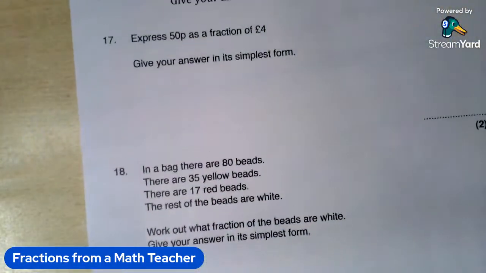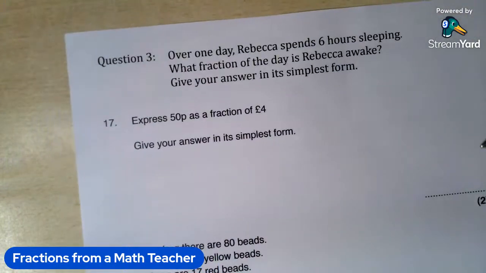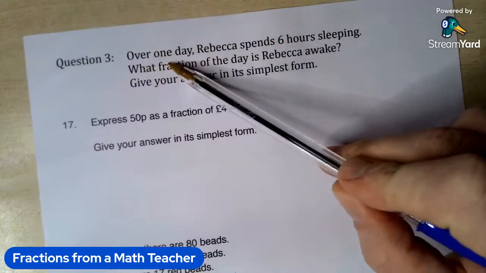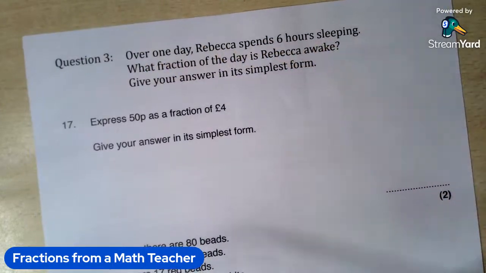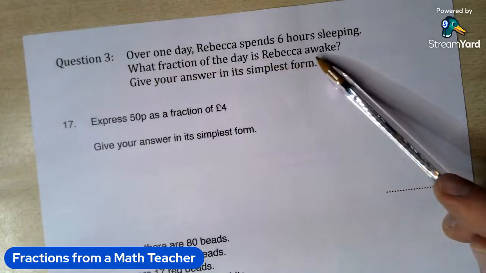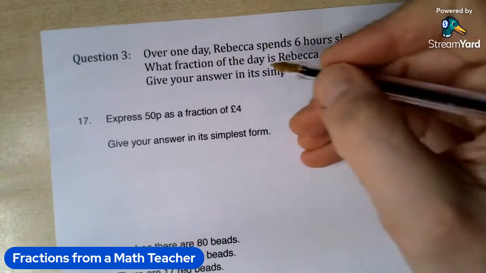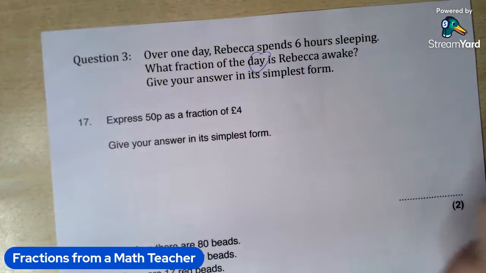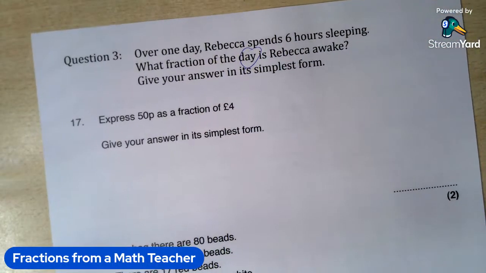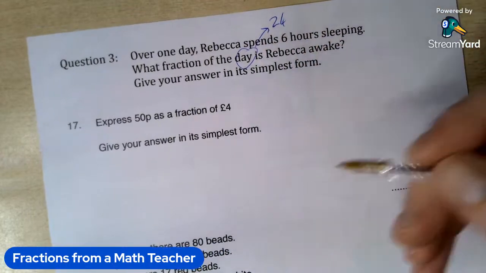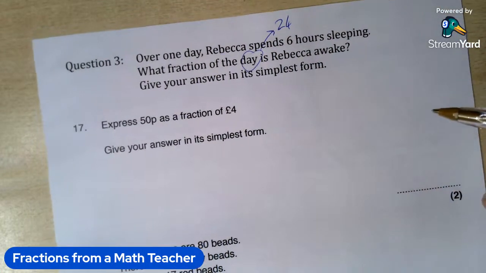Yeah, the last 2 pages even. Okay, so a bit wordy again, slightly different questions involving fractions. Over one day, Rebecca spends 6 hours sleeping. What fraction of the day is Rebecca awake? Give your answer in its simplest form. So they are expecting you to know how many hours are in a day. They're okay to assume that. We should know that is obviously 24, unless you're on a different planet, but it is 24.